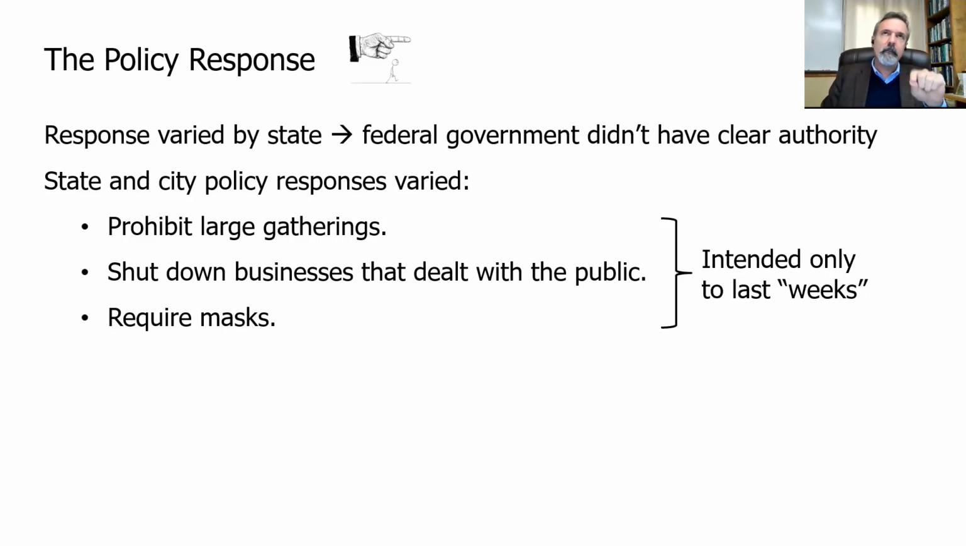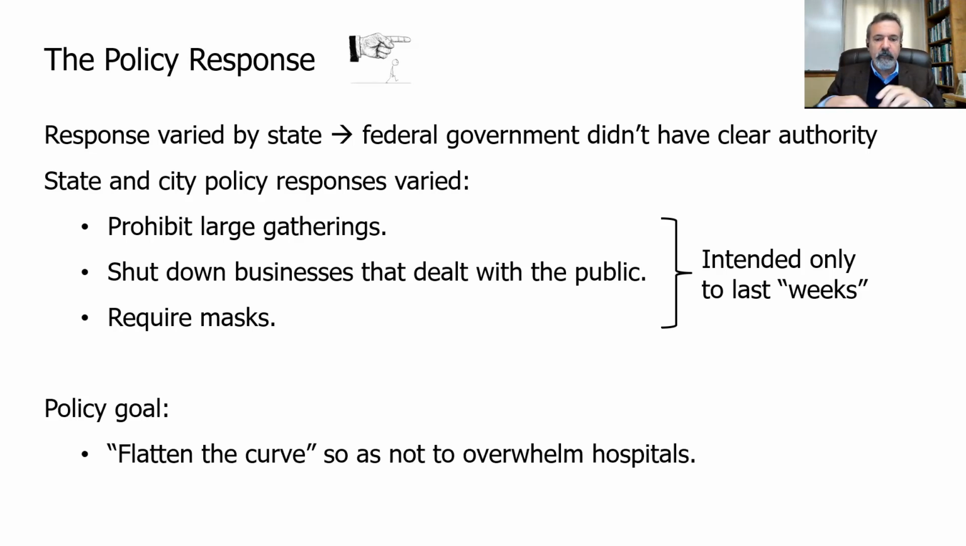If you go back and look at media reports back in March, early April of 2020, what people were saying was these prohibitions on gatherings, the shutting down of the businesses, this is just for a couple of weeks, and they use the following words, to flatten the curve. That is, to make sure that our hospitals are not overwhelmed with more sick people than they can handle. So this was something that was supposed to only last a couple of weeks.